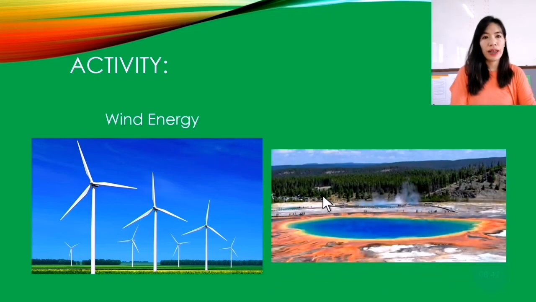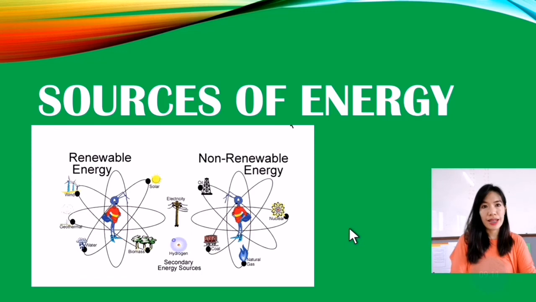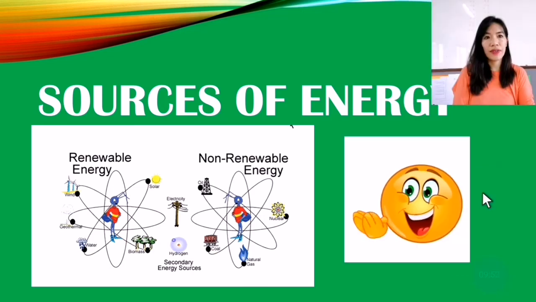Next we have this one. The direct use of what? You remember, the earth has four layers. So this is geothermal energy. Remember, there are two sources of energy: renewable and non-renewable. Renewable energy includes solar, biomass, hydropower, geothermal, and wind. Non-renewable energy includes nuclear, natural gas, coal, and oil, our fossil fuel. Very good.